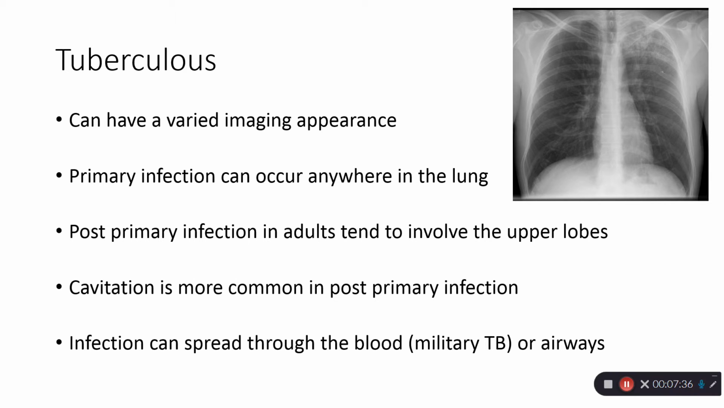So primary infections can occur anywhere in the lung. In post-primary infections in adults, the upper lobes tend to be preferentially involved. Cavitation is also more commonly seen in post-primary infection. Infection from TB can spread through the blood and give a miliary pattern of TB. It can also spread through the airways and give a bronchial spread of infection.